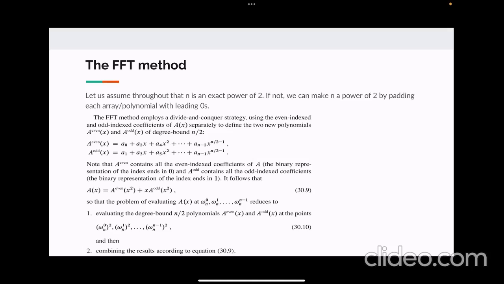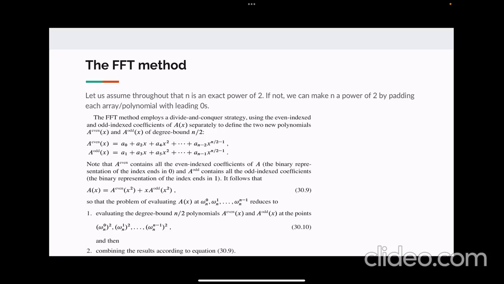So now we'll come to the crux of the matter, that is called the fast Fourier transform method. So how exactly is it that the fast Fourier transform is able to convert our time complexity of converting the coefficient form of the polynomial to the point form of the polynomial from O of n square to O of n log n? Let's see.